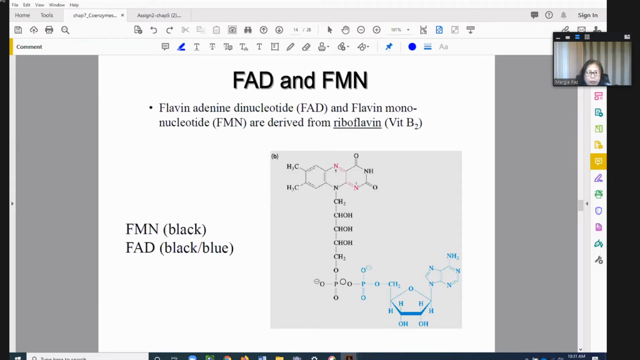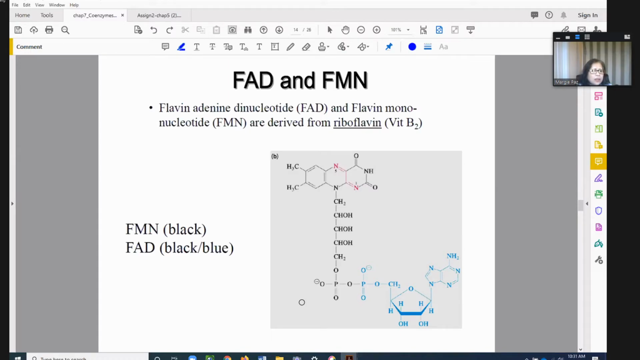How about FAD, flavin adenine dinucleotide? It contains this AMP and FMN. So the FMN, when it is bonded to AMP, this whole structure now is flavin adenine dinucleotide.